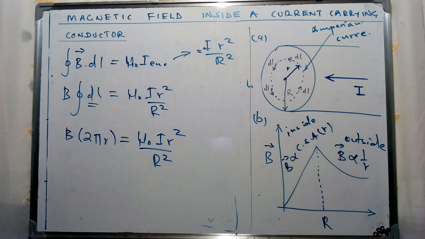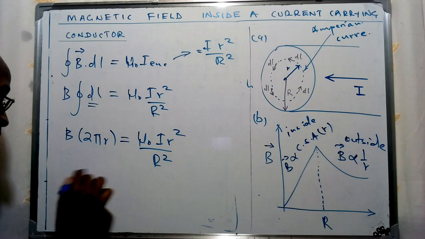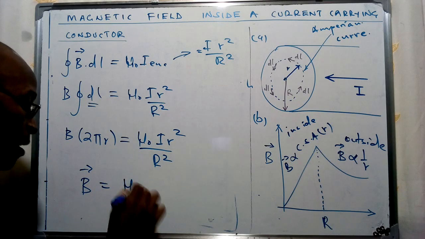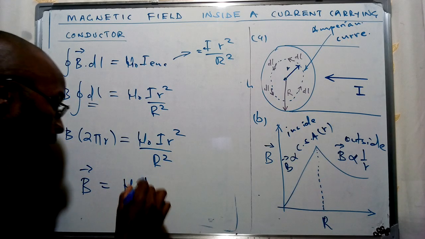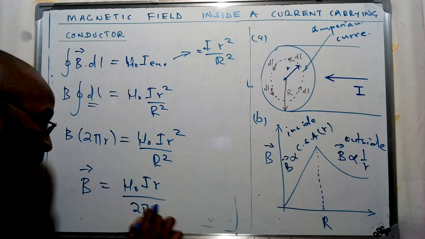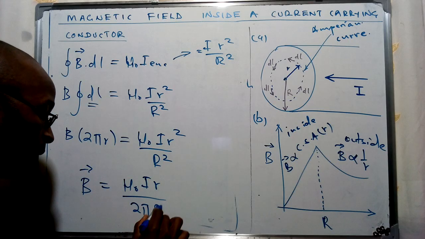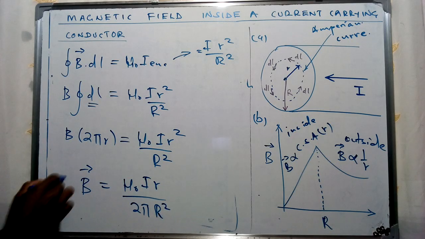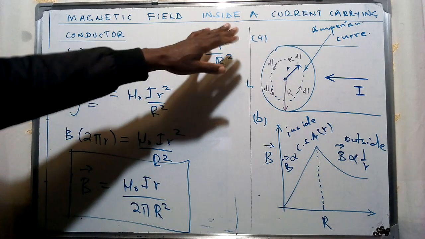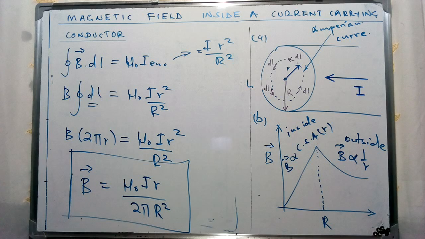And of course, we're going to see that this eventually is going to lead to a formula representing the magnetic field inside this specific conductor, given in terms of r over 2 pi R squared, given as such. And this is going to give us the magnetic field inside a current carrying conductor, given using this specific formula.